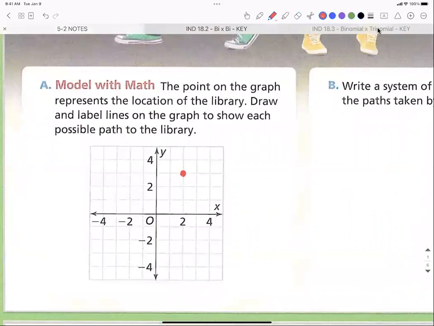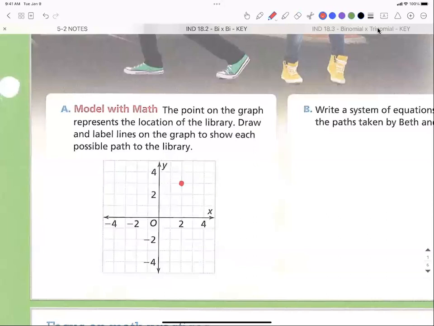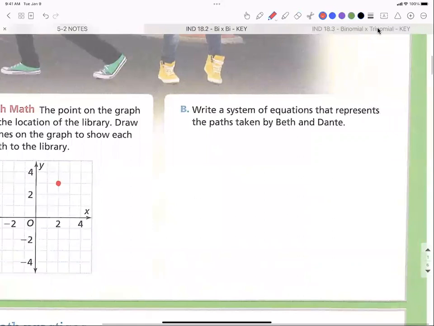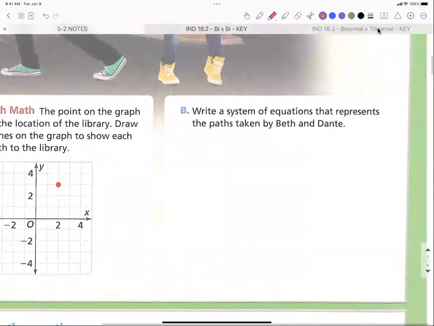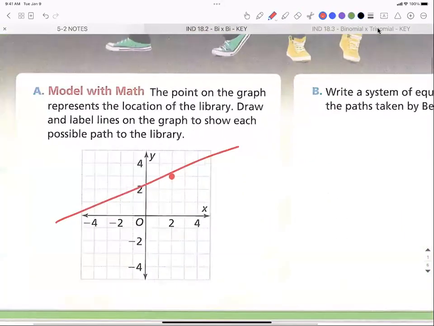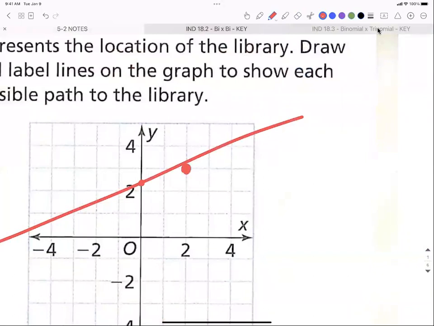So all you're going to do, and everybody's may not look the same, but you're going to draw a line that represents Dante's path, and then you're going to draw a line that represents Beth's. And the only thing I will tell you is make sure that both lines have a good B, because in a minute, we're going to write a system of equations that represents those paths, which means for Dante, we need an M and a B, and for Beth, we need an M and a B. So I'm not just going to do something like this, because look what my B would be: 2.4. I don't want a crazy B. So I'm going to be a little bit more methodical about my line.